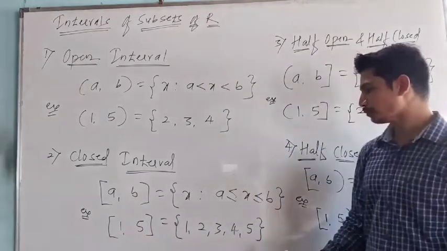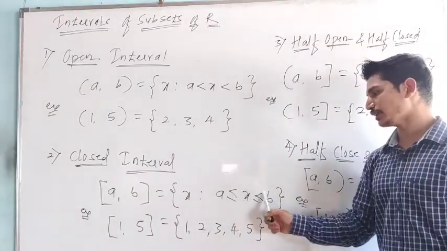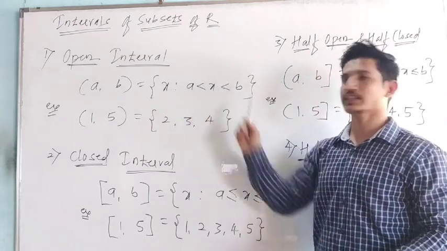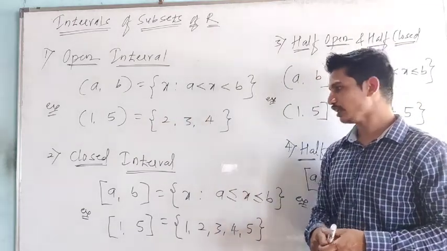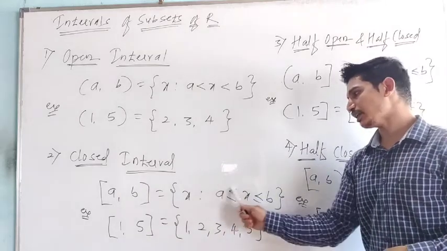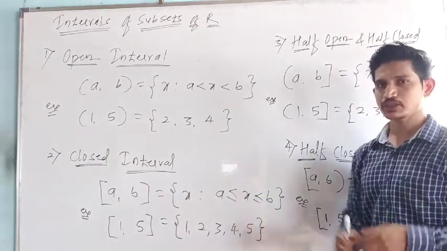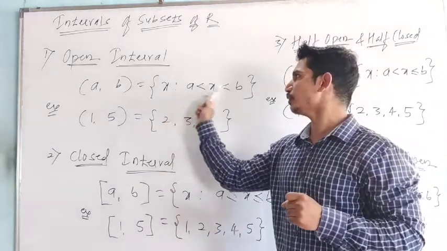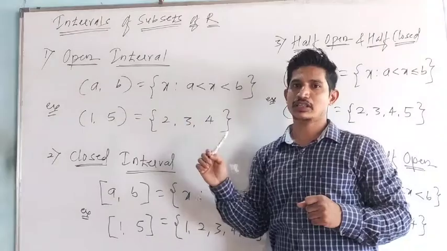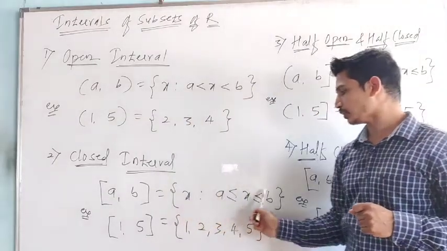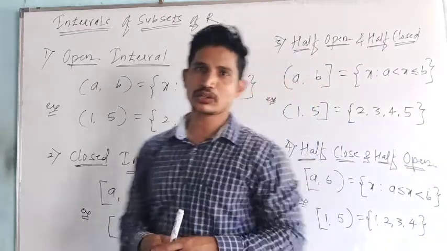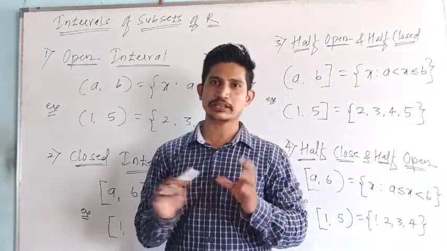And what is the symbol here? Less than or equal to. If it is an open interval, only the less than symbol will come. If it is a closed interval, the less than or equal symbol will come. So always see that if there is only a less than symbol, it is an open interval. If there is a less than or equal symbol, it is called a closed interval. In the open interval we don't take boundary points.